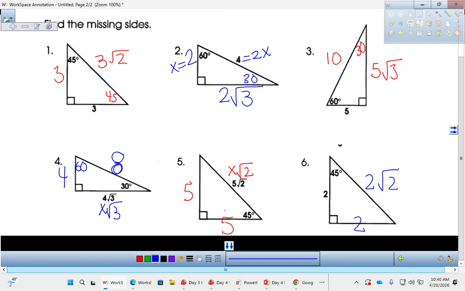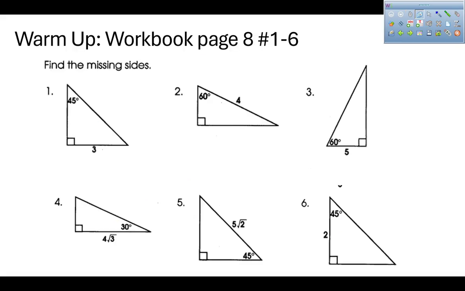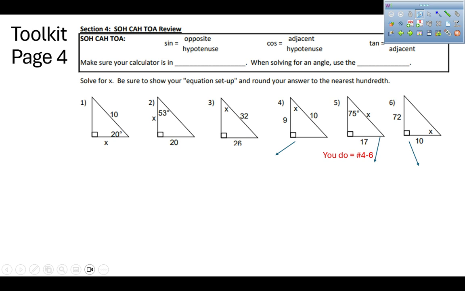All right? Today we're going to review SOHCAHTOA. So in your toolkit, this is on page 4. You've learned SOHCAHTOA before, it's just a matter of remembering what it means. The letters in SOHCAHTOA all stand for something. So as you're getting your toolkit out, I'll remind you that the S stands for sine, which is a trig function, and that trig function means opposite over hypotenuse.